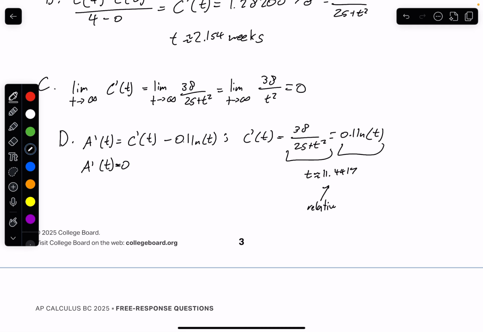But we can't stop here. The biggest mistake is people just say this is a relative maximum and we're done.